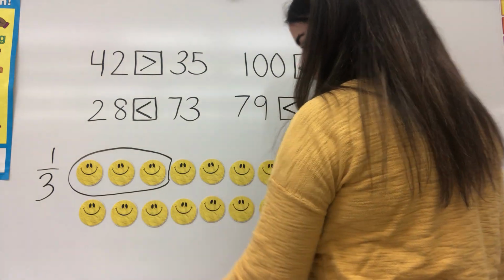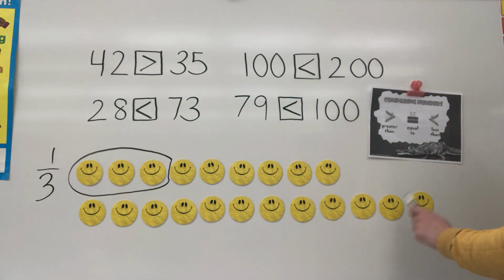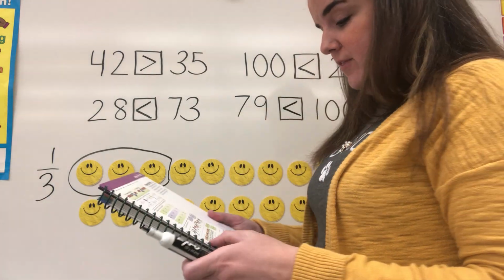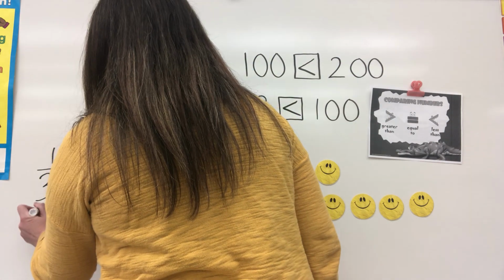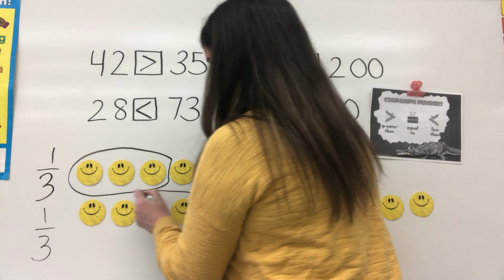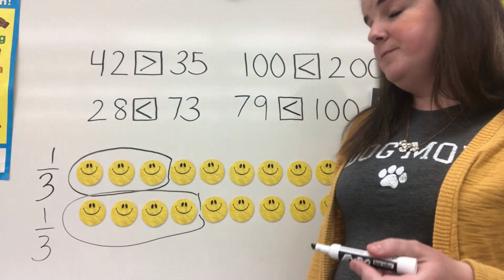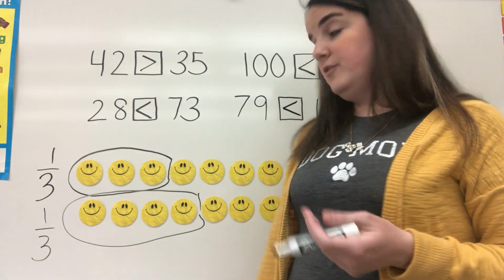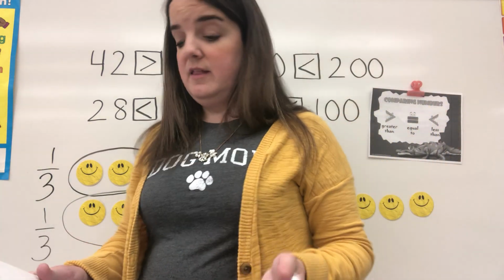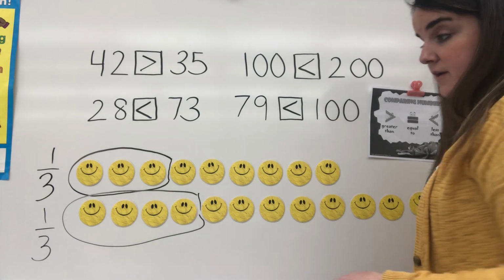1, 2, 3. 1, 2, 3. 1, 2, 3. 1, 2, 3. Well, that could work. But for this one, the fraction, we're going to say 1/3 of 12 is 4. So you need to circle 4 for the bottom there to make 1/3 of 12, and that's 4. So 4, 8, 12. Okay?